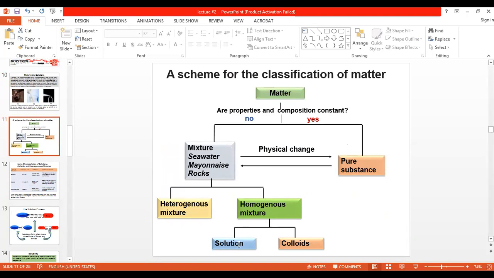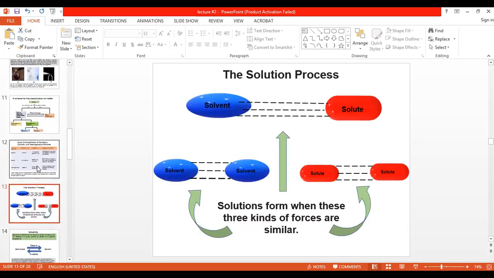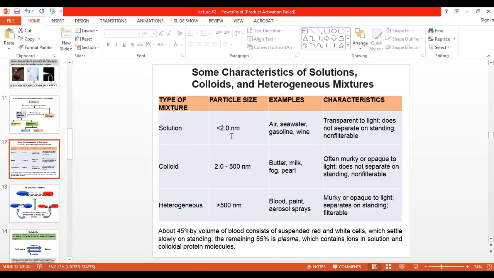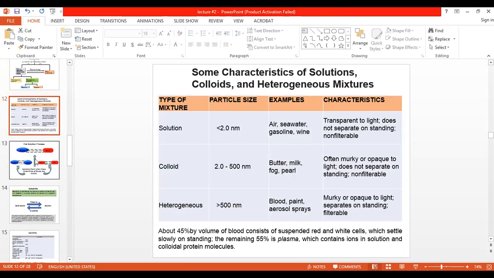So you have homogeneous solutions, and colloids. For example, milk is more of a colloid, okay? And it depends on the particle size. When you have particles less than 2 nanometers, it is a solution: air, seawater, gasoline, wine, right? If it is between 2 and 50 nanometer particles, it's more of a colloid, like milk and so on. Heterogeneous is when you have particles more than 500 nanometers, for example blood, okay? Because there are some proteins or macromolecules which are really, really big.